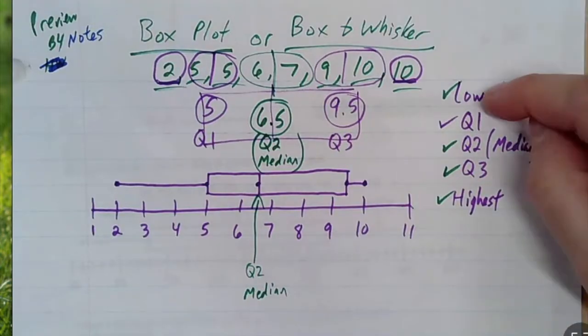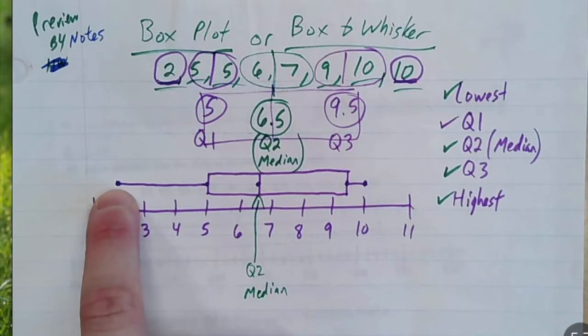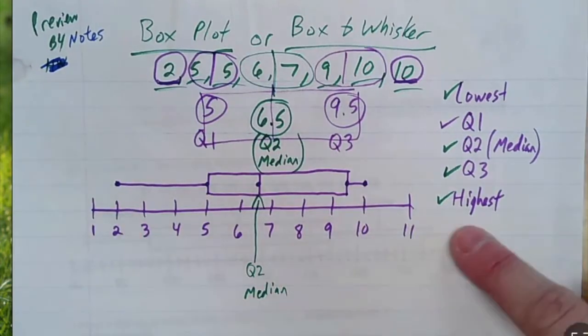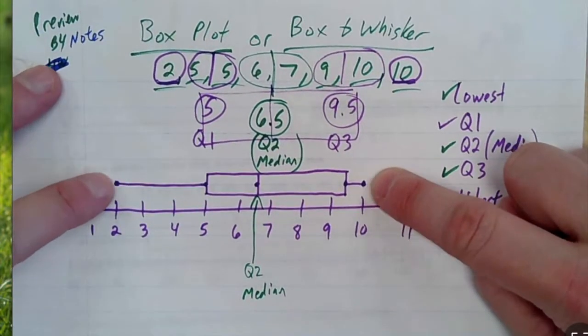Well, you need to know your lowest and your highest. So your lowest is 2. On your number line here, you actually put the dots up above, not on the number line, so there's a dot for 2. And your highest is 10, so I put a dot there. Those are my extremes, my lowest and highest.